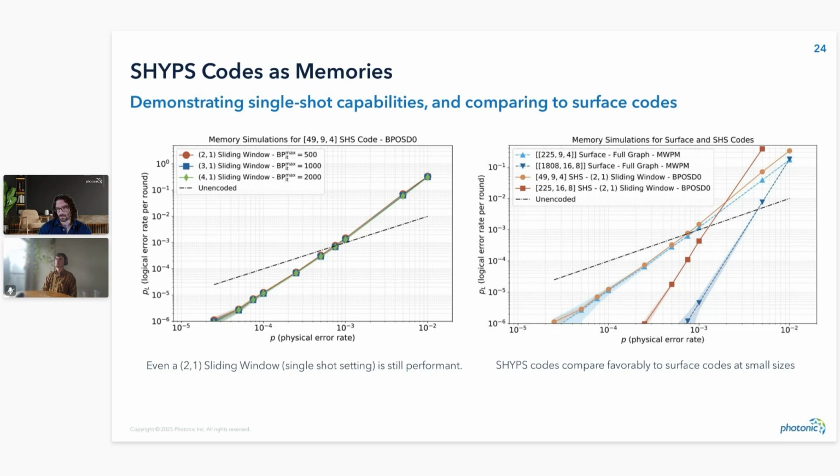Similarly, if you were more interested in getting more logical qubits for the same physical qubit count, you can also get better logical error performance for a fixed number of physical qubits. We see that the 225 qubit SHYPS code is shifted left from the surface code, so you're losing a little bit in pseudo threshold for the distance 8 versions, but you're doing this with almost a factor of 10 fewer physical qubits.